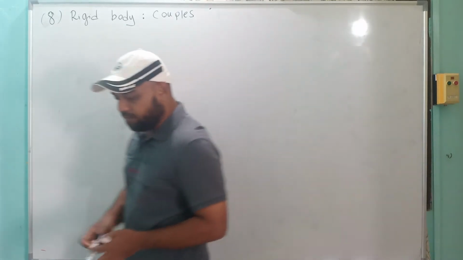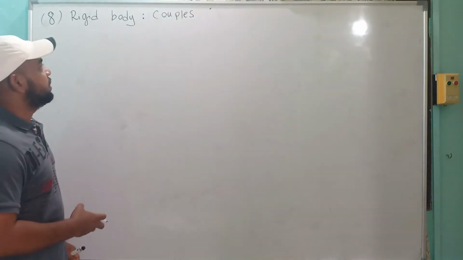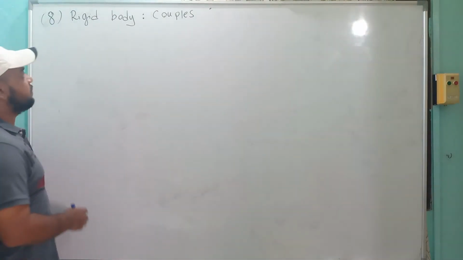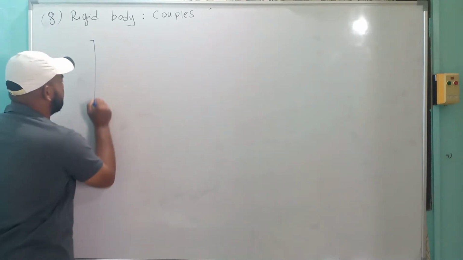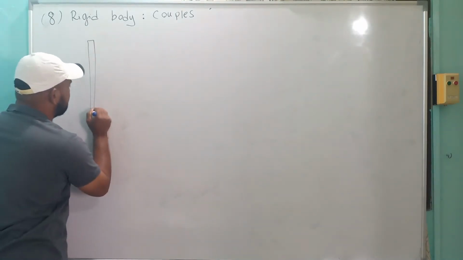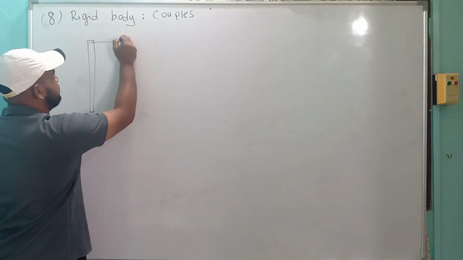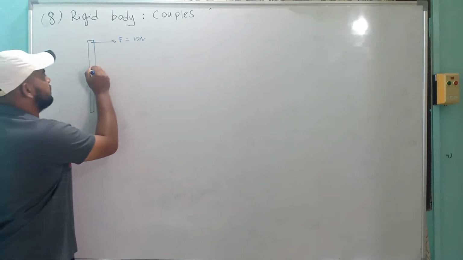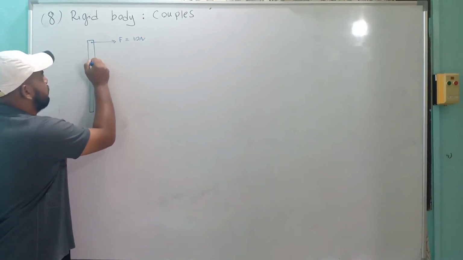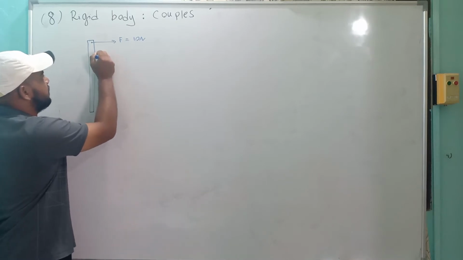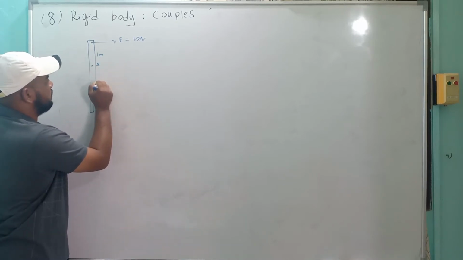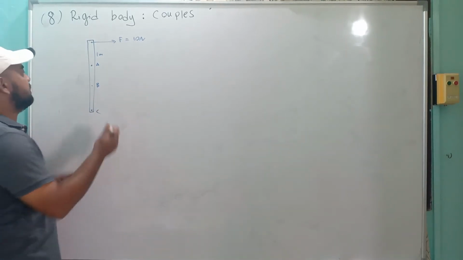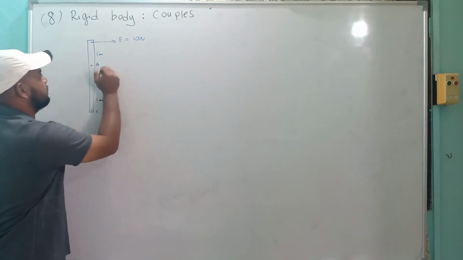So from the previous chapter we have moment 2D. Let's say we have one simple component, and then we have a force F equal to 10 Newton. Let's say we take one point A, 1 meter, then point B and point C. All the distances are 1 meter.